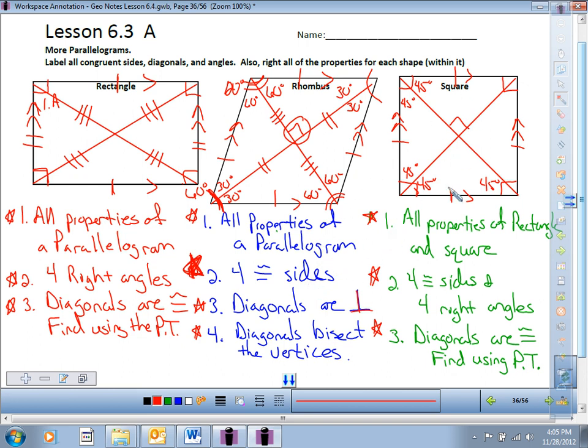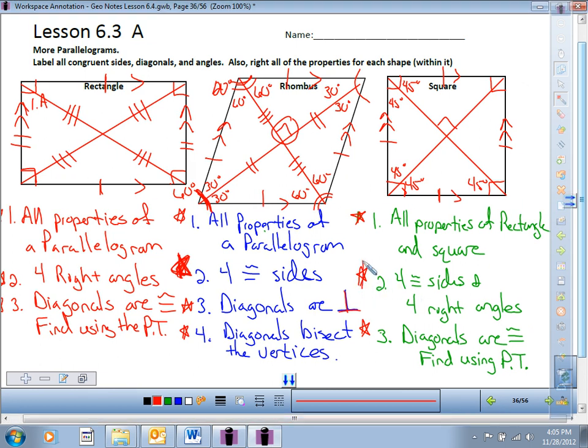And then square: all the opposite sides are parallel, opposite sides are equal, all 90-degree angles, diagonals are equal, diagonals are perpendicular. So it has all the properties of a rectangle and a rhombus. And then on top of that, here's the main thing. It has four equal sides and four right angles. And then the diagonals are congruent, and we can find those using the Pythagorean theorem again. Alright, so you can copy those down, and you might want to jot everything down here. That way when it comes time for the hierarchy quiz, you guys are ready to roll on that.